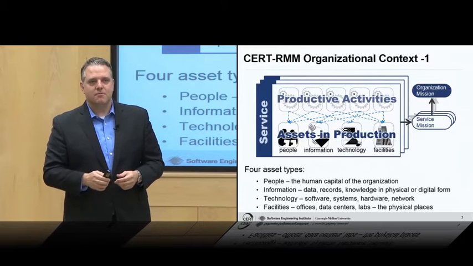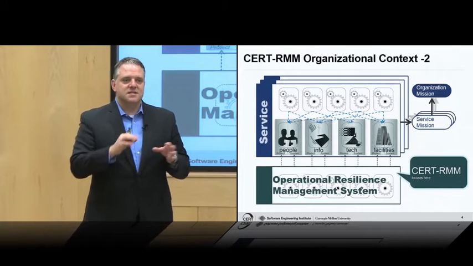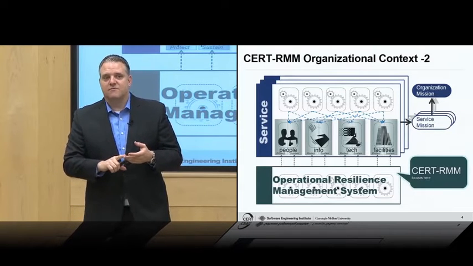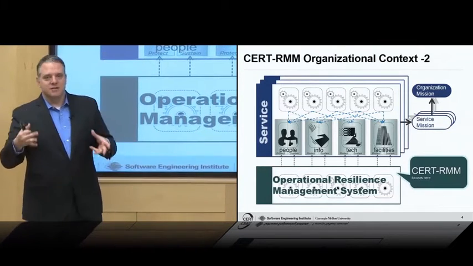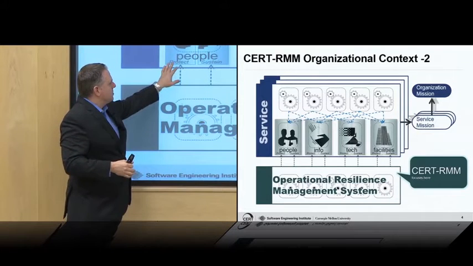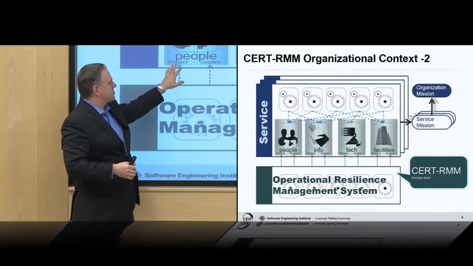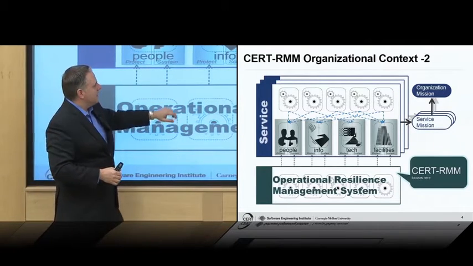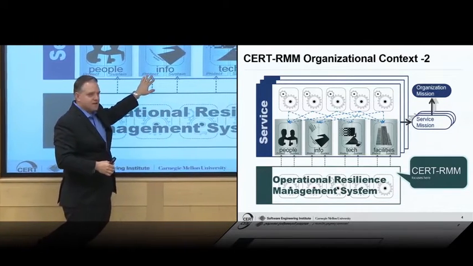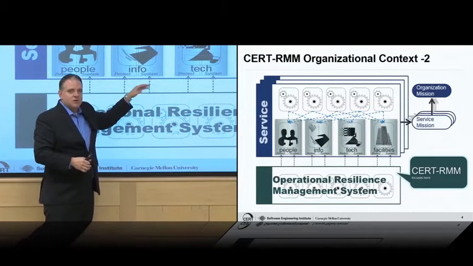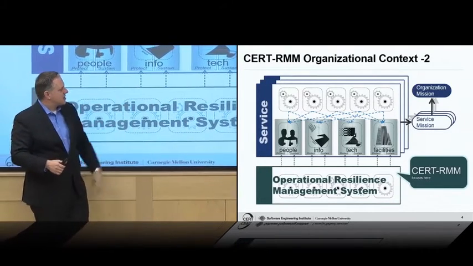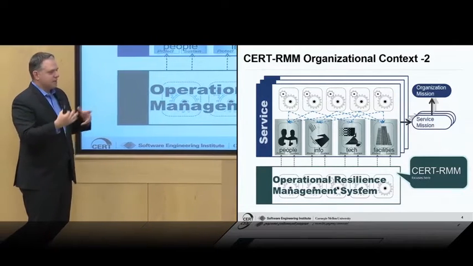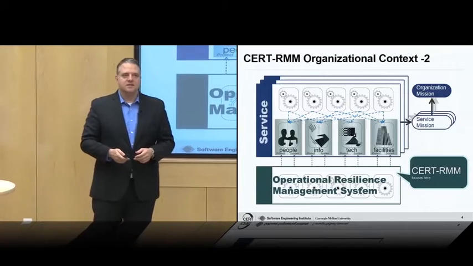And this is where RMM focuses, because it says take each of those assets, people, information, technology, and facilities, and be resilient with them. If you can do resilient activities around people to protect and sustain them, you're doing RMM. If, for your information, you can protect the information and sustain it, you're doing RMM. And the same for technology and facilities. It's really about enabling resilience of those 4 key asset areas.